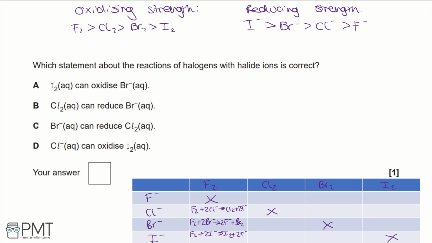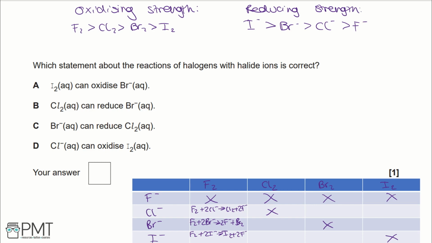Now let's fill out the rest of the table. So chlorine reacting with a fluoride ion. Fluoride ions have the weakest reducing strength, so it's very unlikely that this is going to react and reduce the chlorine to chloride ions, so we can mark this as a no reaction. This is the same for fluoride ions across the rest of the table. They're not going to react with bromine or iodine because they have the weakest reducing strength, and the oxidizing strength of chlorine, bromine, and iodine is weaker than that of fluorine. So again, they're not going to oxidize the fluoride ion.